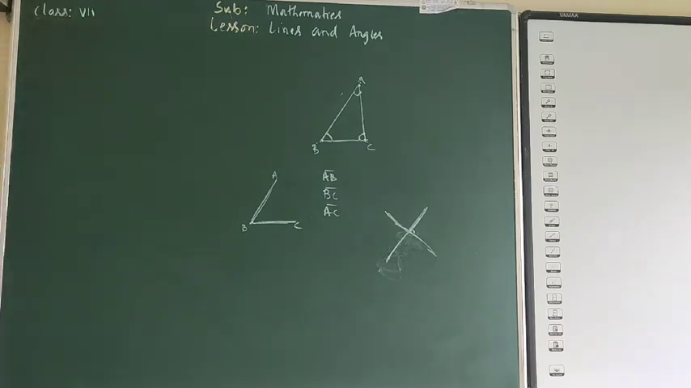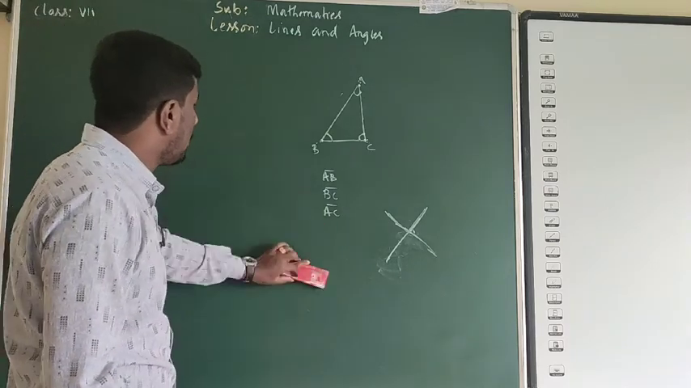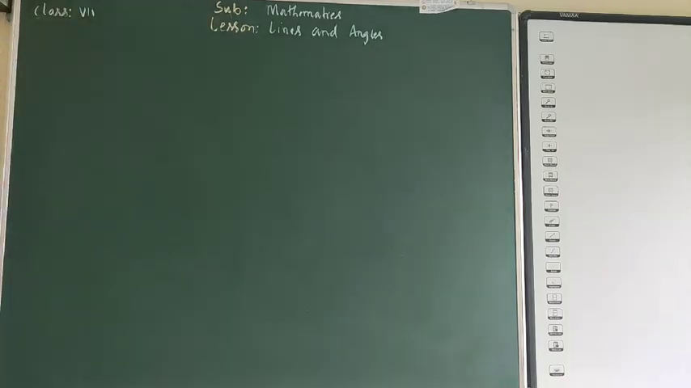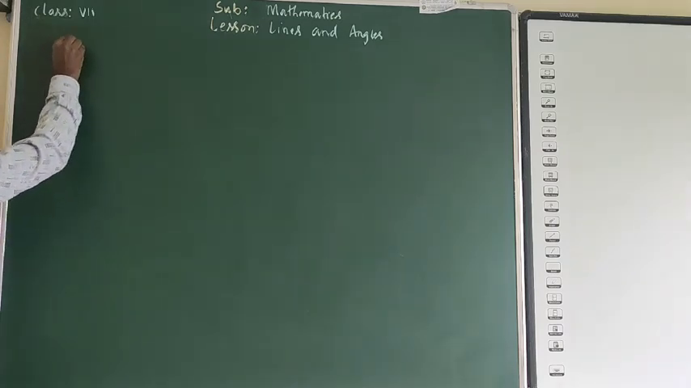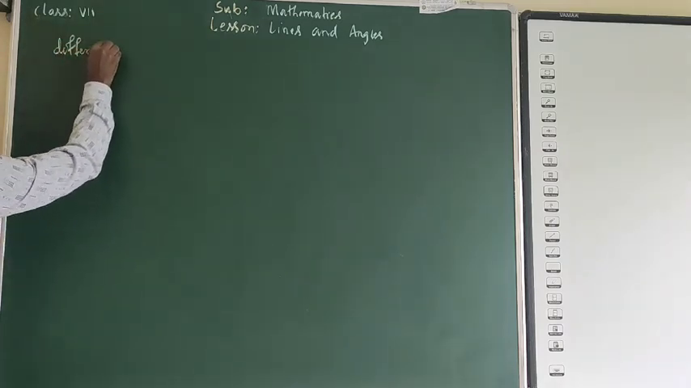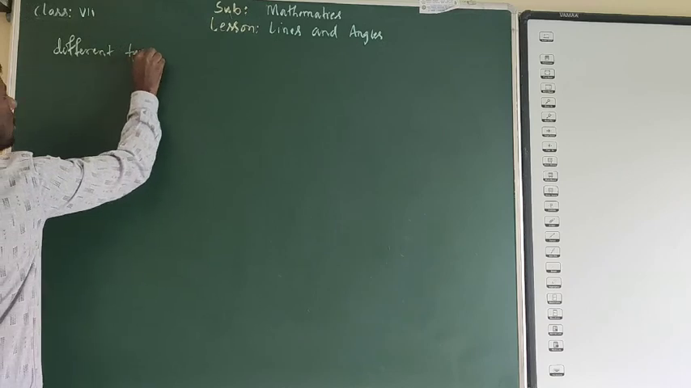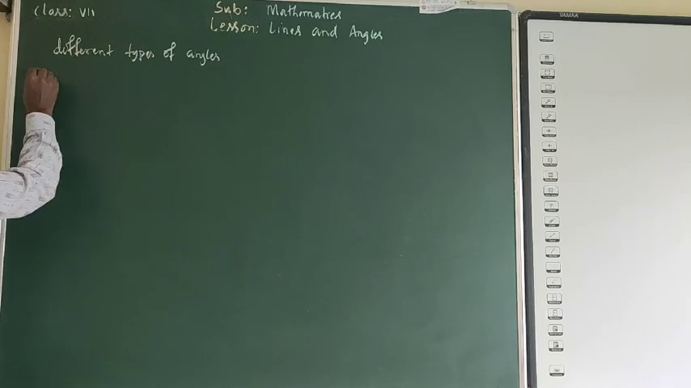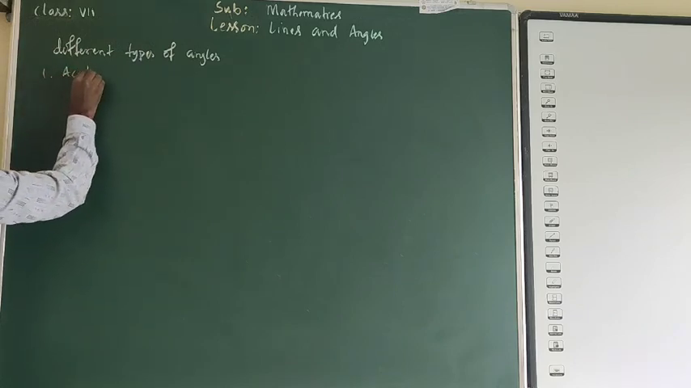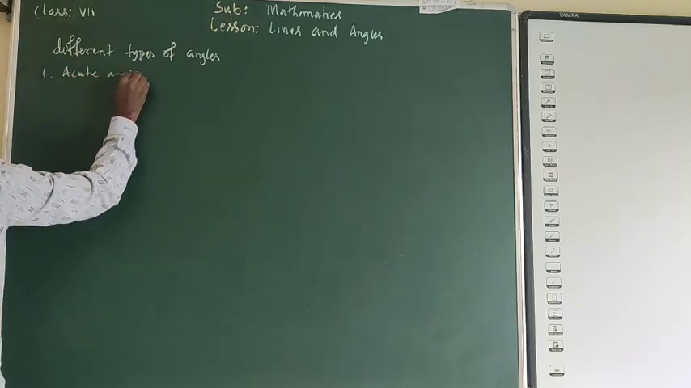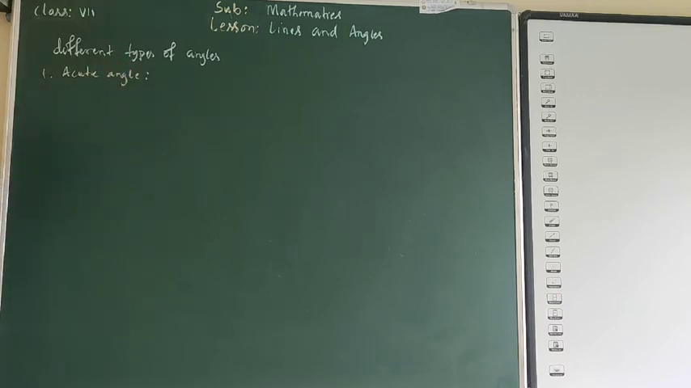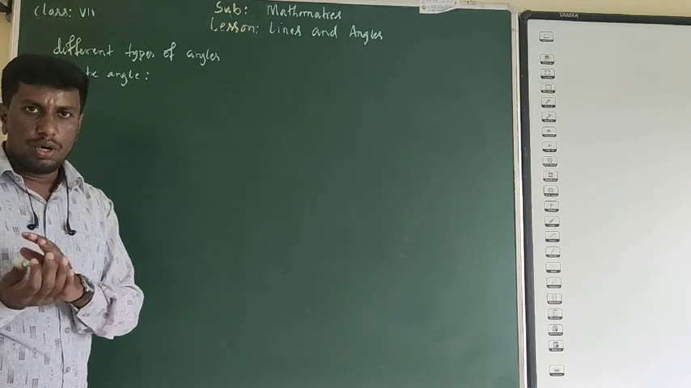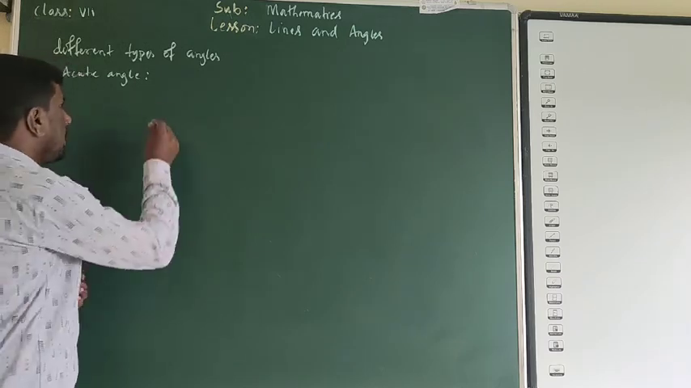Now we will go for different types of angles. What are the different types of angles we have? One is the acute angle. An acute angle is more than 0 and less than 90 degrees.